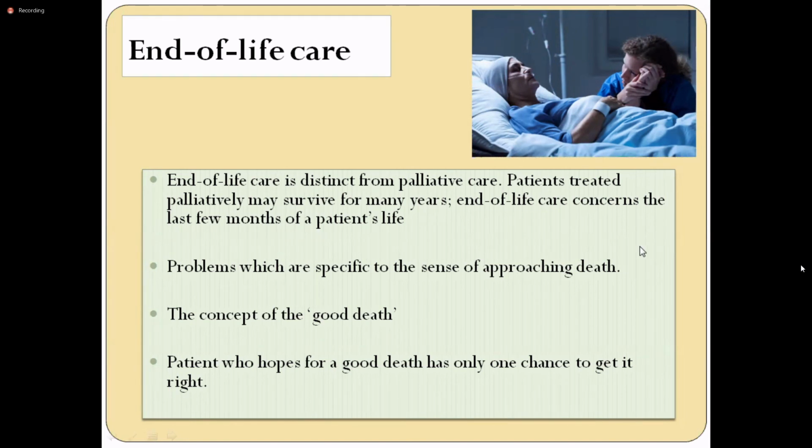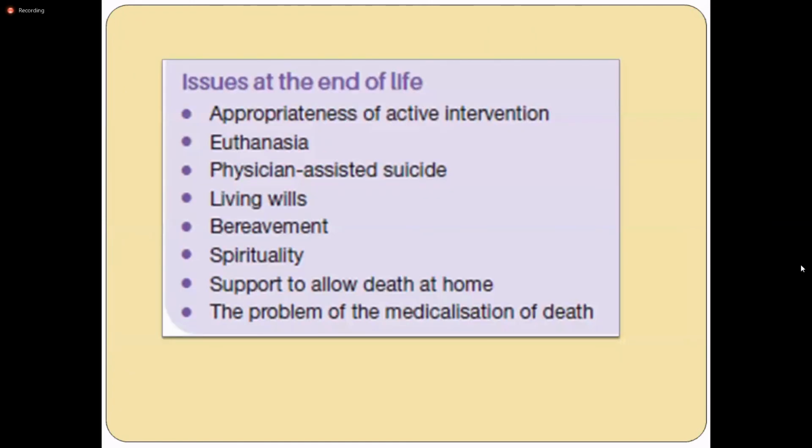And at this stage, now there is the concept of something called good death. So this is a very good thing, or dignified death. So how can we give that? It requires a lot of discussion. So there is the appropriateness of active intervention at that time, like should we keep the patient on a ventilator or not? Somebody is in terminal stage, should we ventilate them or not?